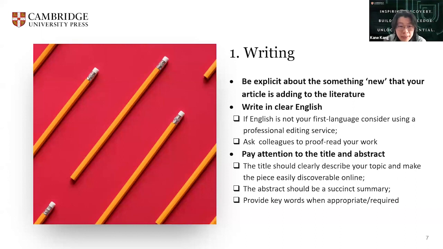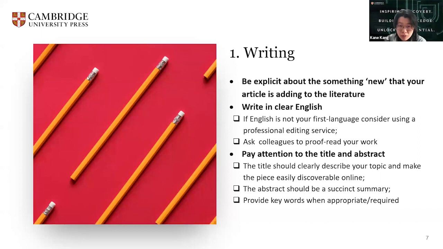And the third part, pay attention to the title and the abstract. For paper titles, make sure the title is short, accurate, and informative. Make sure that your title stands out and is able to capture the attention of editors and peer reviewers. Also make sure that your title is easily discoverable. We recommend you include 1 or 2 keywords in your title.